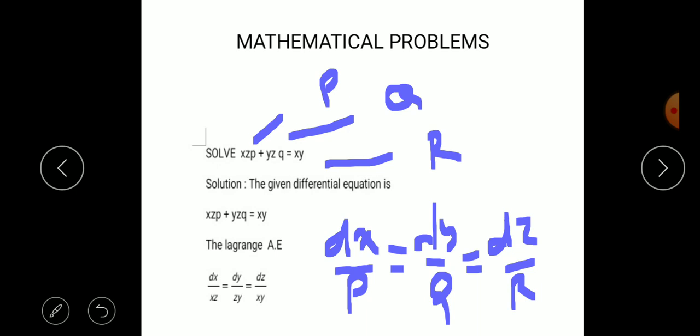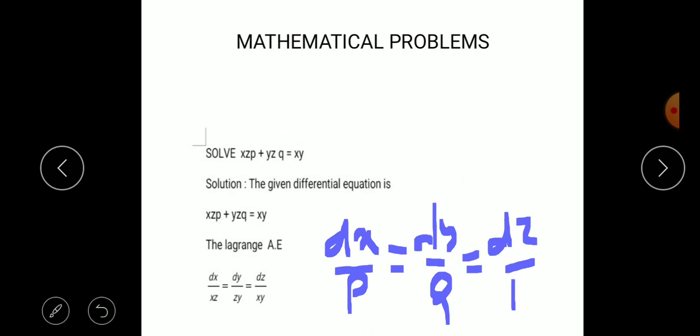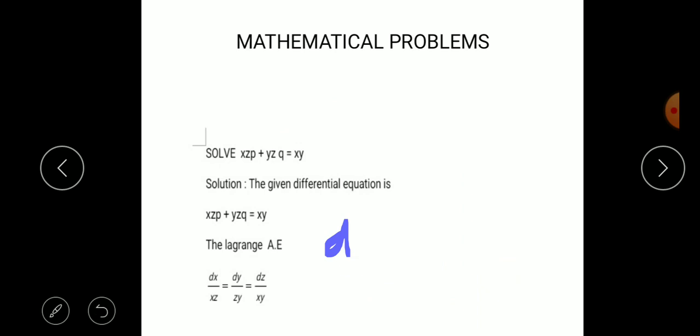So whenever we put xz in place of P, yz in place of Q, and xy in place of R, then we get the auxiliary equation, which is dx upon xz equal to dy upon zy is equal to dz upon xy.